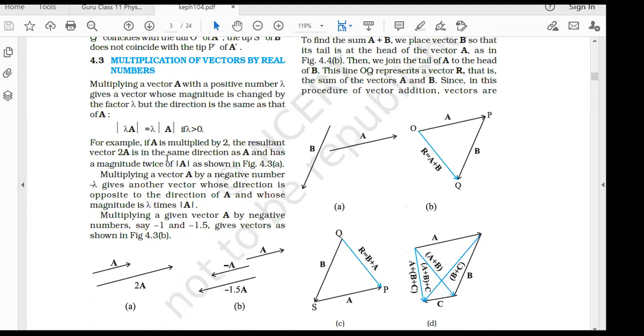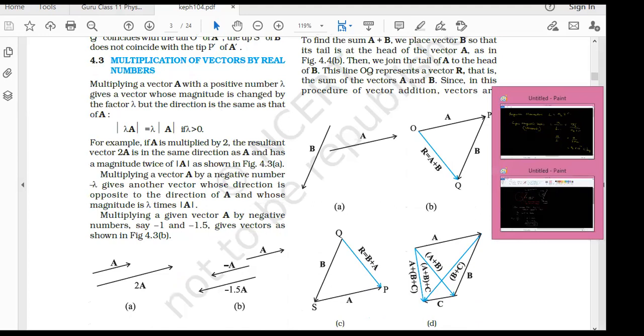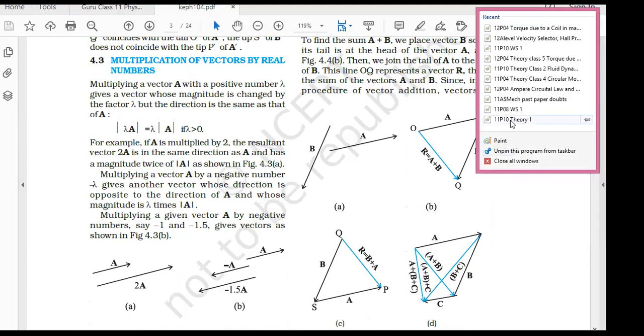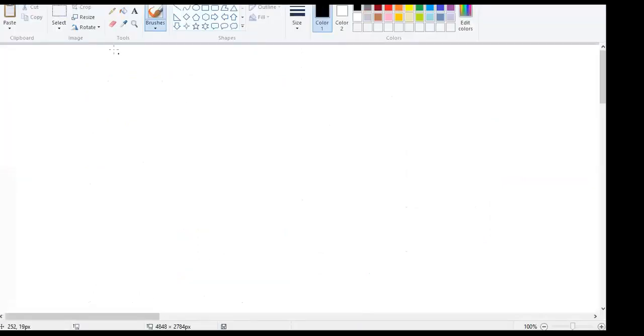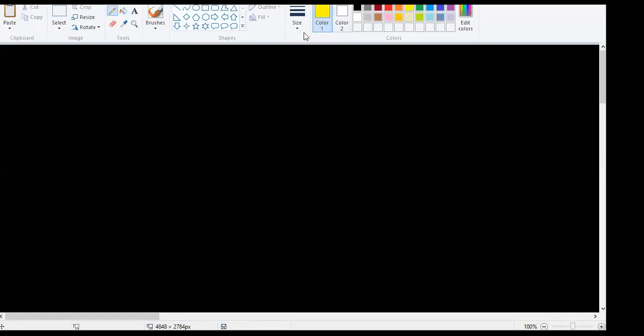Multiplication of vectors by real numbers. So maybe I can explain this. Again, all these things are mathematics, just basics. If I say this is vector A, and I write 2 times vector A, what is the meaning of that? It's nothing but the same direction, but the magnitude is 2 times. So that means this is 2A vector.